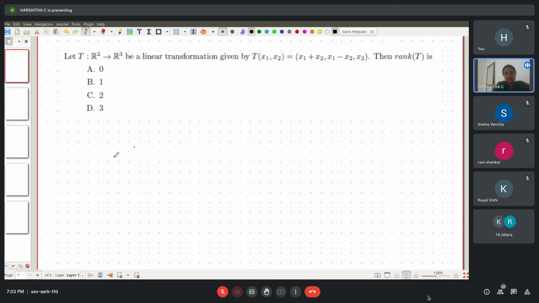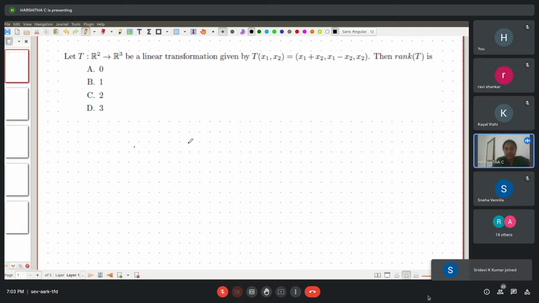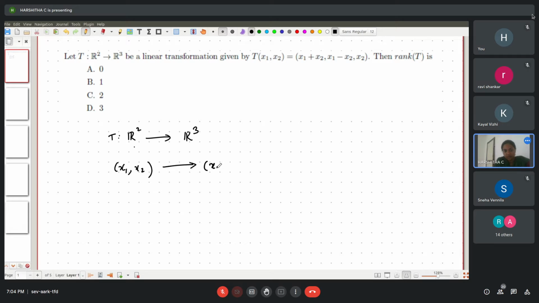And even before that, maybe we'll just check once that this is in fact a linear transformation. So what do we have? As of now, we have a function from R2 to R3, right? Where x1, x2 goes to x1 plus x2, x1 minus x2, and x2. So when does a function become a linear transformation? There are two conditions which it needs to satisfy.